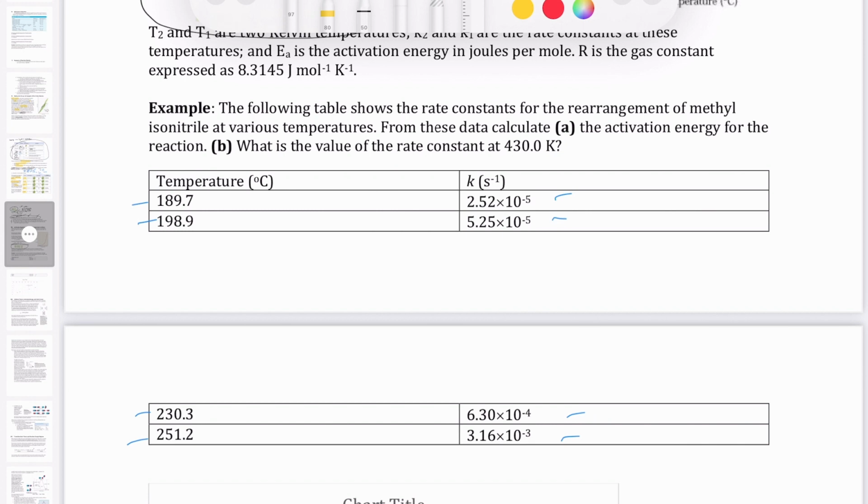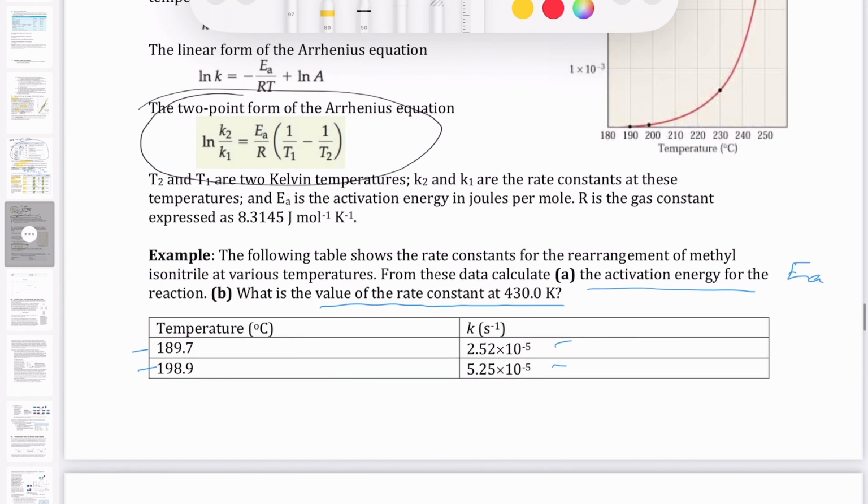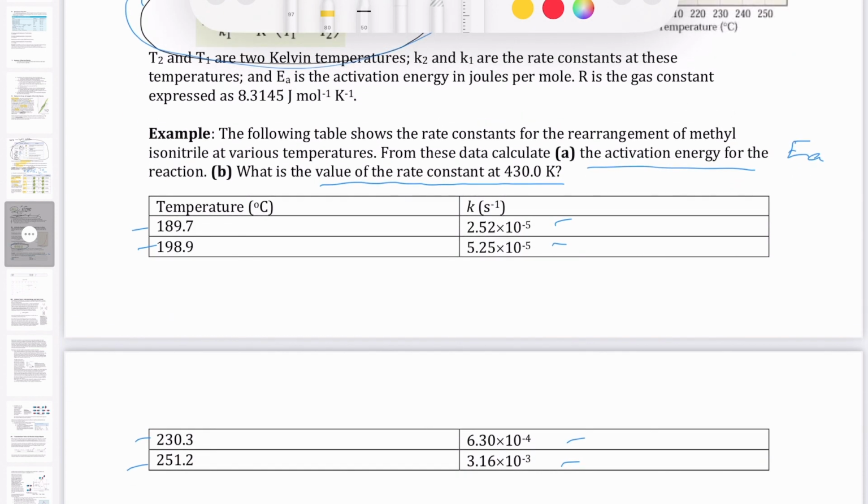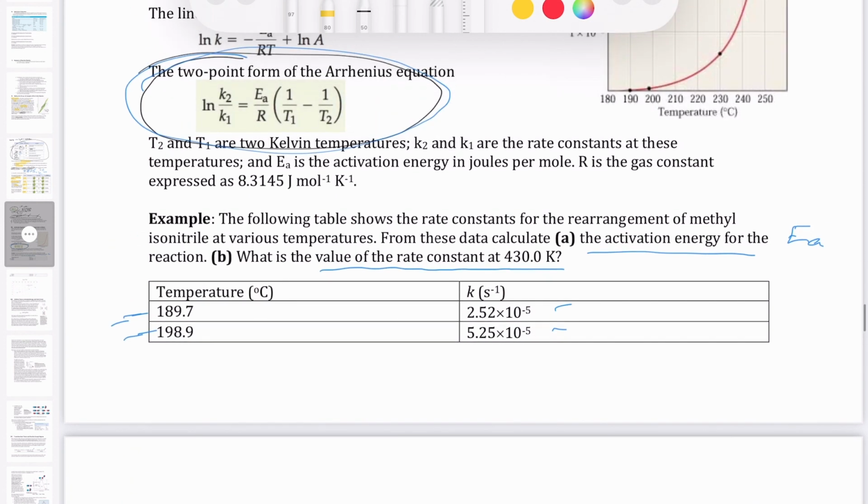They're asking us to do a couple of things: calculate the activation energy. Remember, that's the Ea in that equation, and then the value of the rate constant at 430 Kelvin. Okay, so there's a better way and sort of a not so good way. The not so good way is to just take this formula and pick any 2 points in the experiment. So for example, you can pick the first two, you can pick the last two, you can pick the first and the fourth, whatever, and then plug it into this 2-point form and then solve for the Ea. Okay, so you could do it that way.